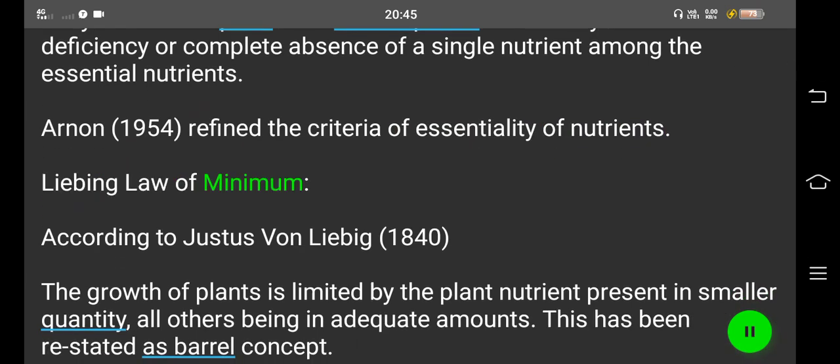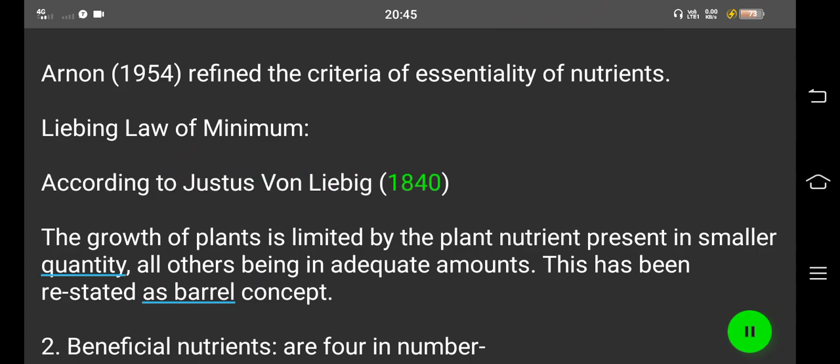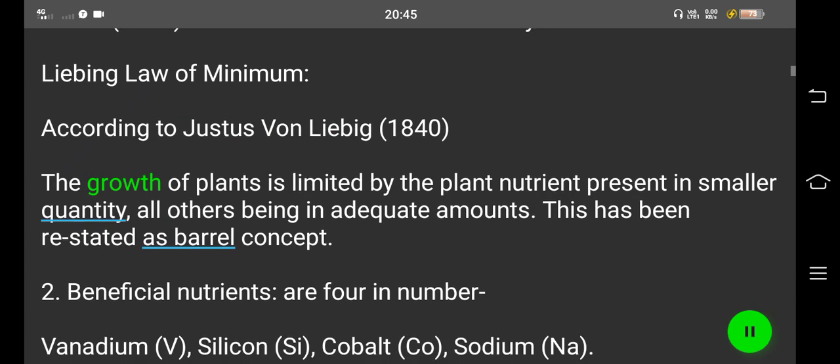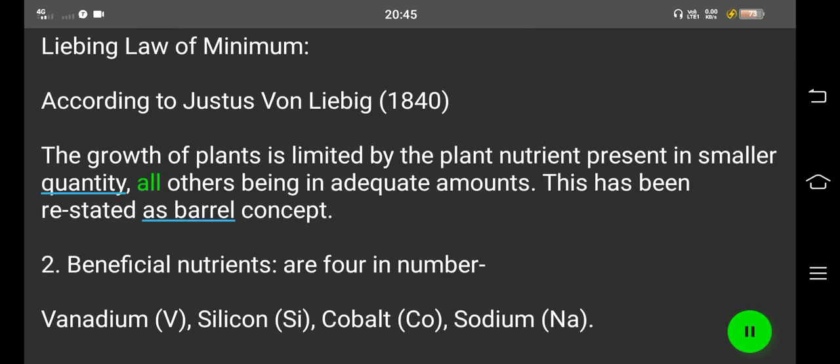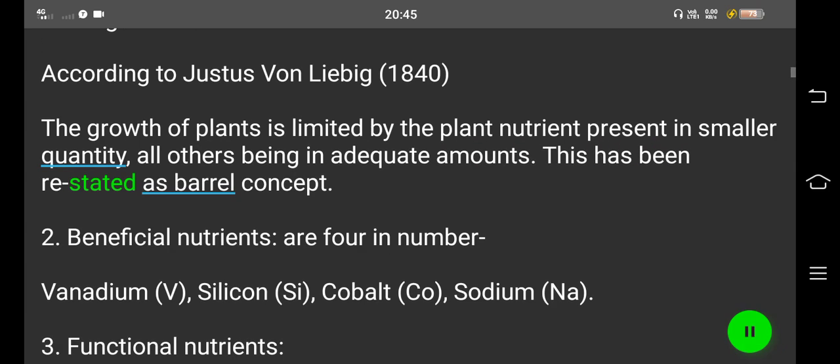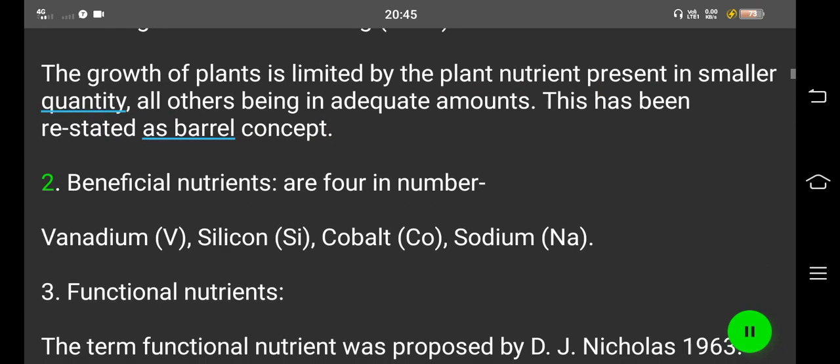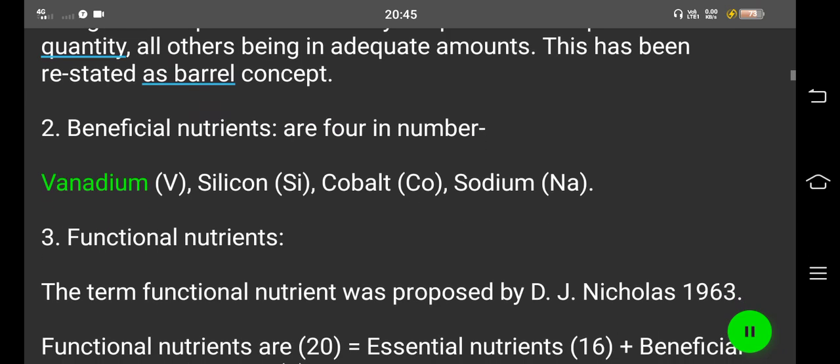Law of minimum, according to Justus von Liebig, 1840: the growth of plants is limited by the plant nutrient present in smaller quantity, all others being in adequate amounts. This has been restated as the barrel concept. 2. Beneficial nutrients are 4 in number: vanadium, V; silicon, Si; cobalt, Co; sodium, Na.